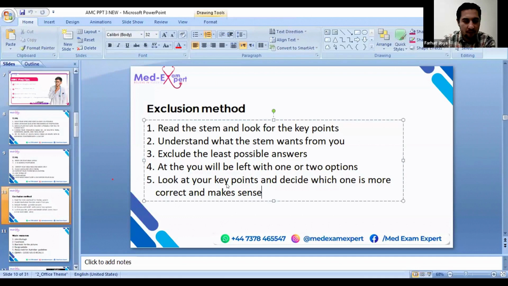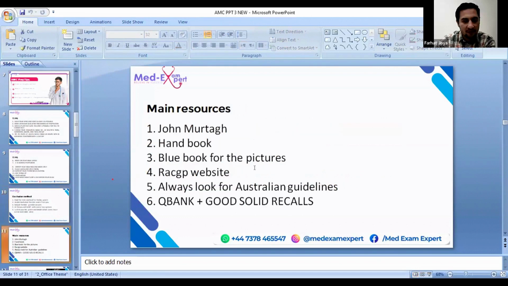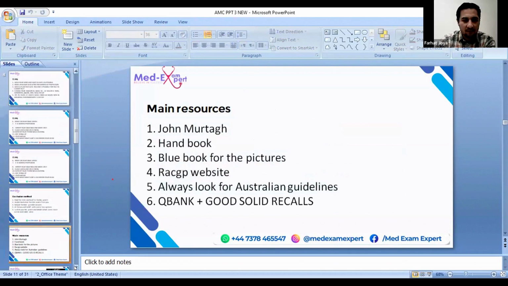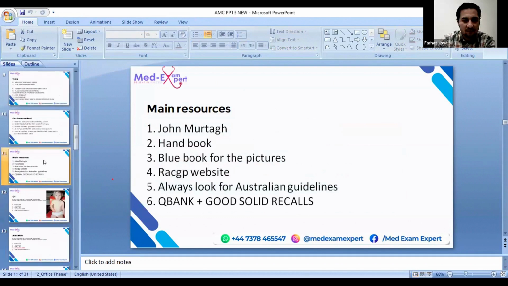Okay, the main resources that you can use: John Murtagh handbook, or the Blue Book for the pictures, the RACGP website, and the RCH website. Always look for Australian guidelines, QBank, and good solid recalls. I'm going very fast because most of them have been mentioned by Dr. Amtul. And now we are going to do some examples of how to solve the question.